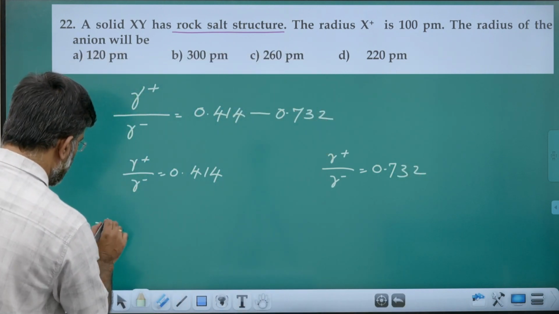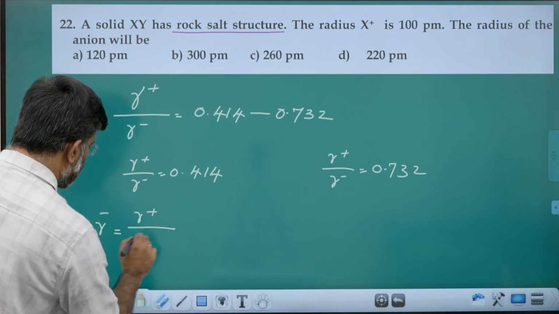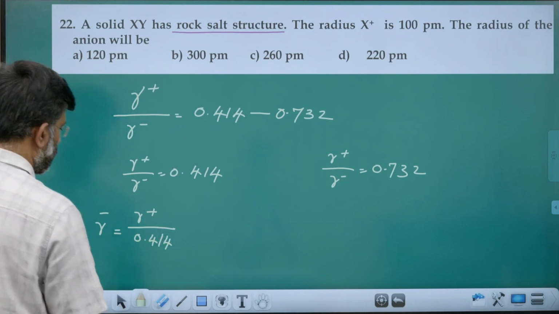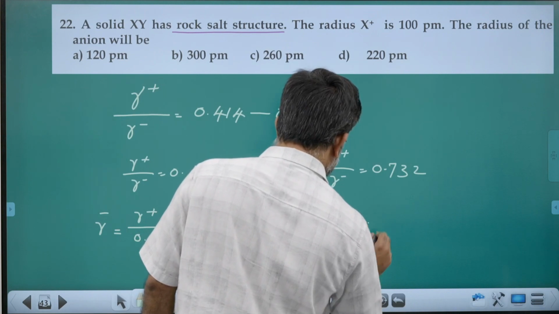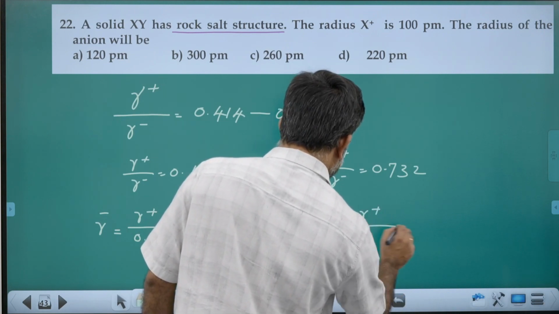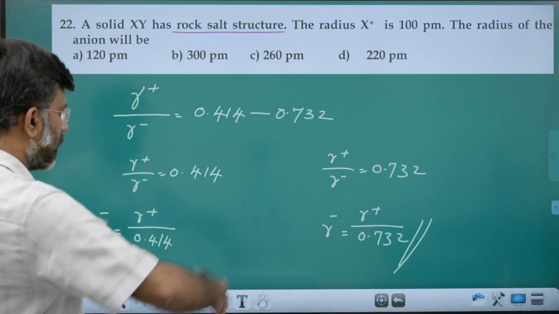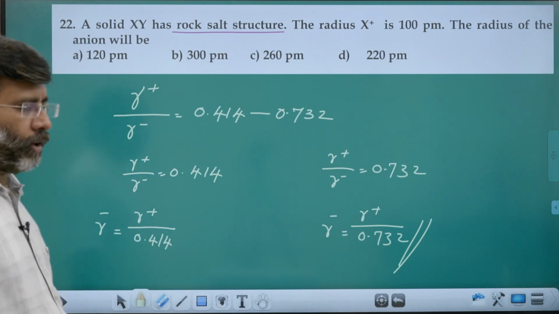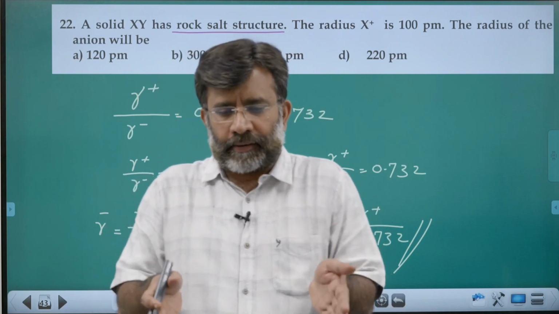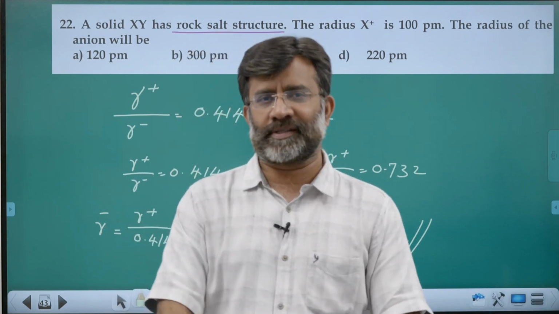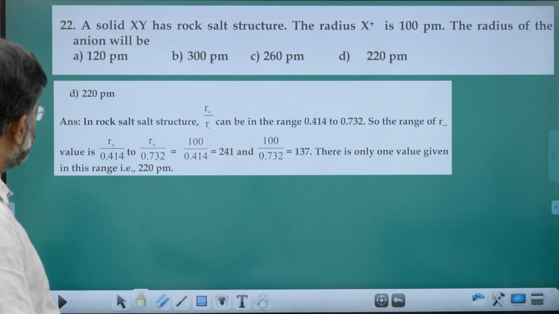That means R minus can be R plus by 0.414, that is one range, and R minus can be R plus divided by 0.732, that is the next range. These are the limiting range of anion. And in that range, hopefully one choice is coming.